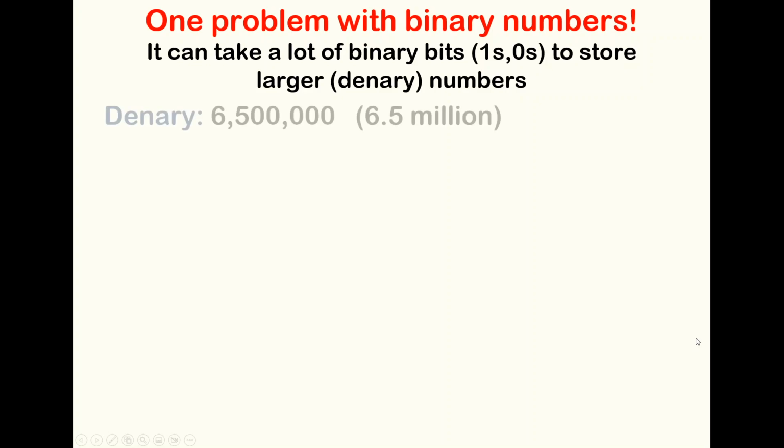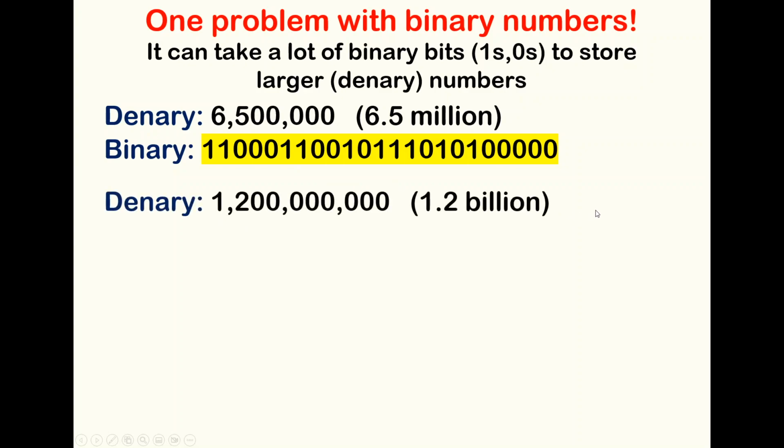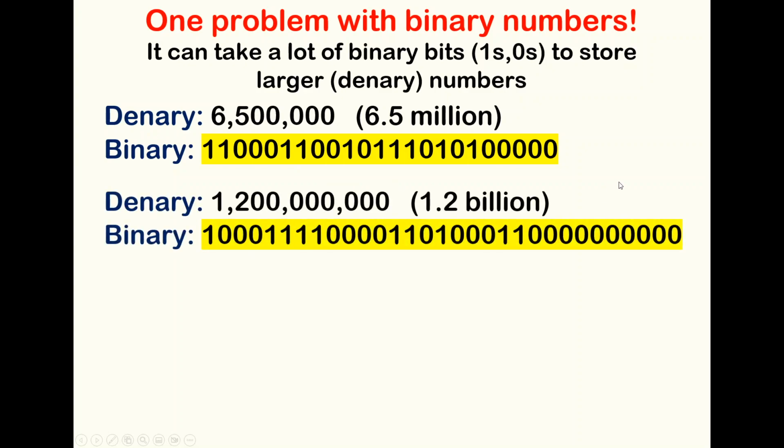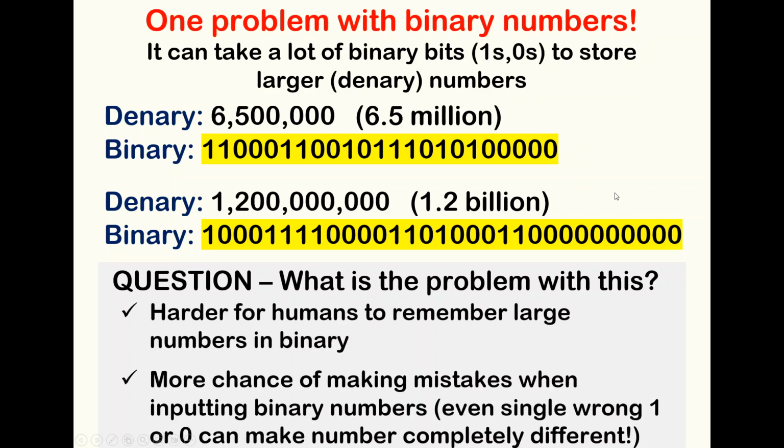Now, one problem with binary numbers, it can take a lot of binary digits to record denary numbers. For example, you can see, look, 6.5 million in binary is incredibly long, 1100, 1111, etc. And the bigger you go, the bigger the binary number goes. So there's a big problem with that, trying to store and write those down. If you're writing it down, it'd be harder for humans to remember, and there's more chance of making mistakes when you're writing those numbers in. So, is there a different way?